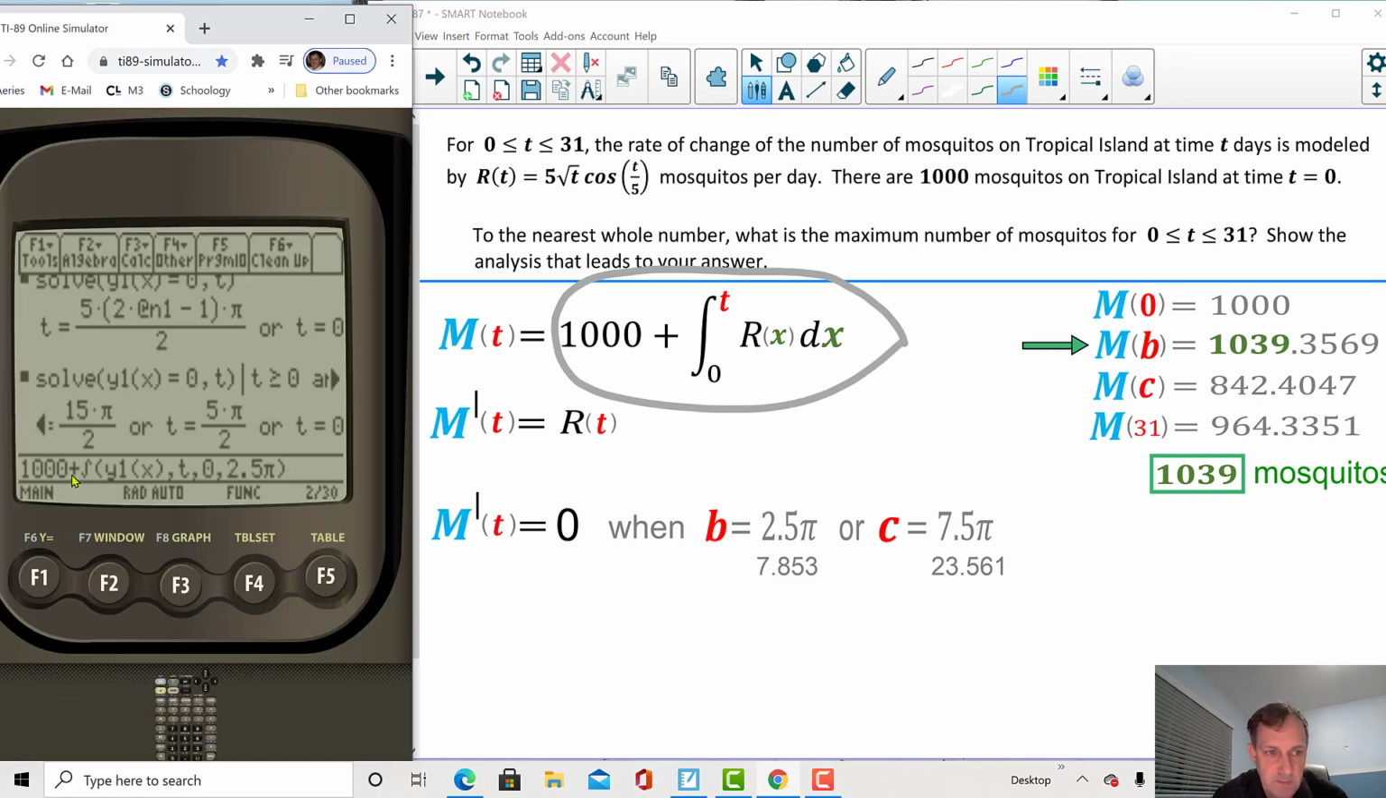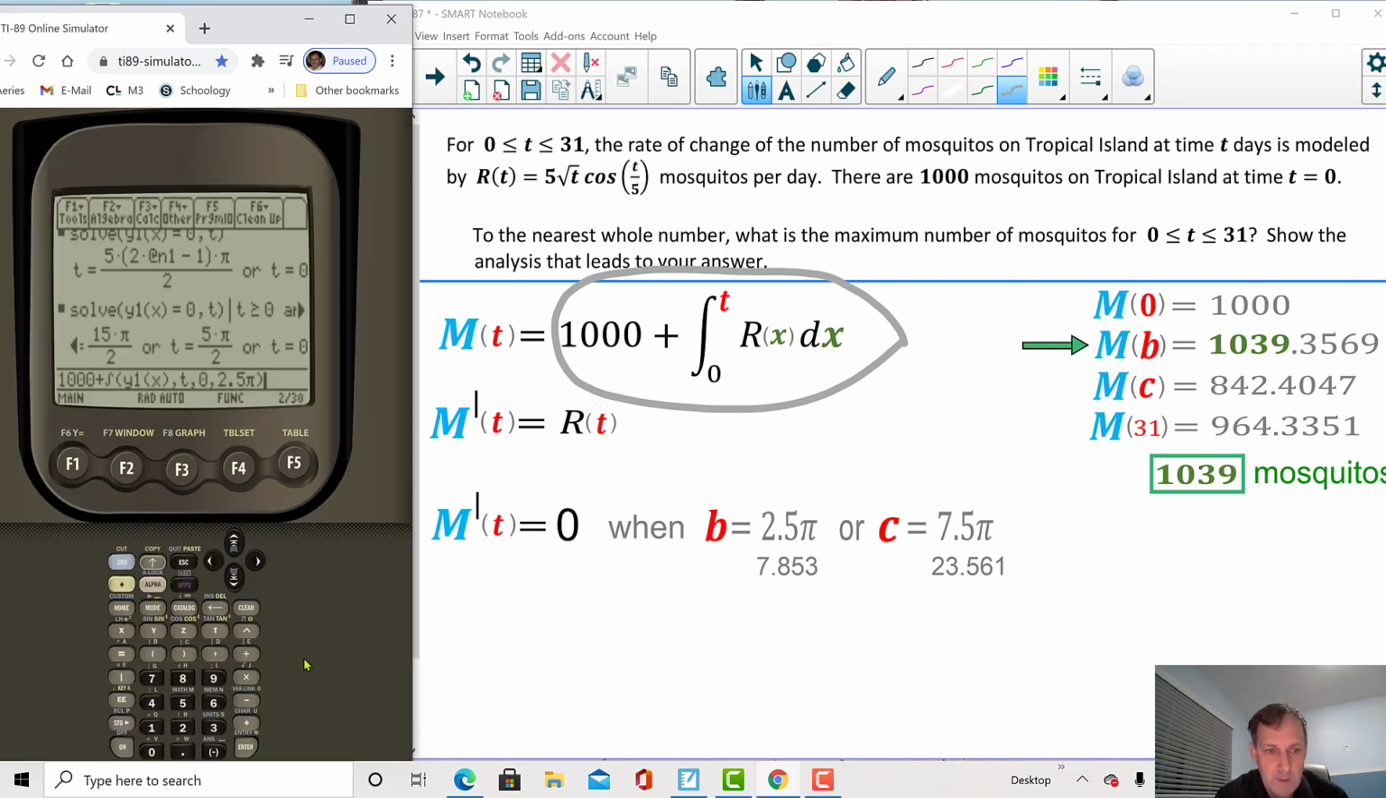You can see that I have 1,000 plus the integral. My rate is y1 of x. And I'm saying, well, the t is going to go from 0 to 2.5 pi. And notice I'm writing it as y1 of x, even though it's a function of t. When I write y1 of x here, the calculator is just going to replace it with whatever I had in y1 of x. Now I'm going to push diamond enter. And there you go. I'm getting 1039.36. You can see I'm missing some digits of accuracy. But again, I told you before, you can just go up, push enter, and it will list every single decimal of accuracy that it can.